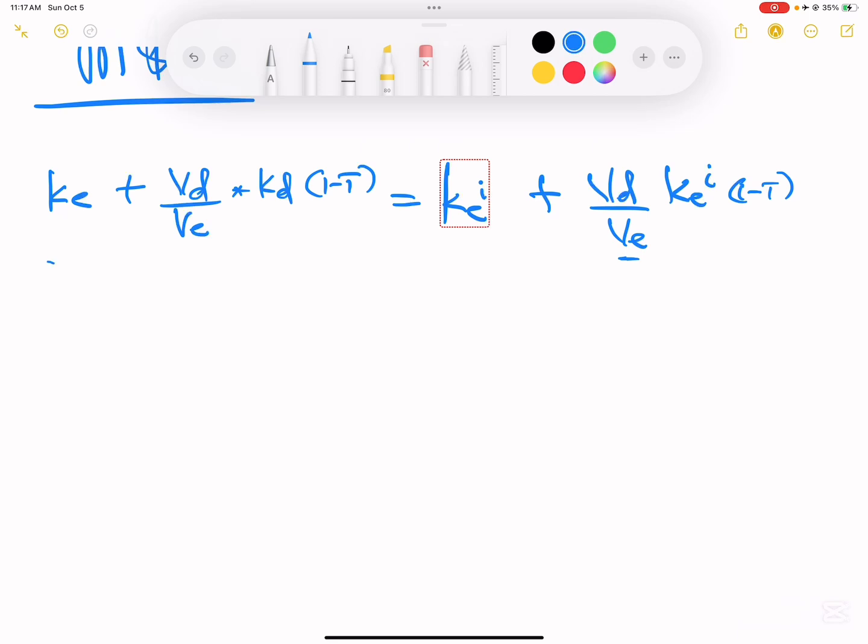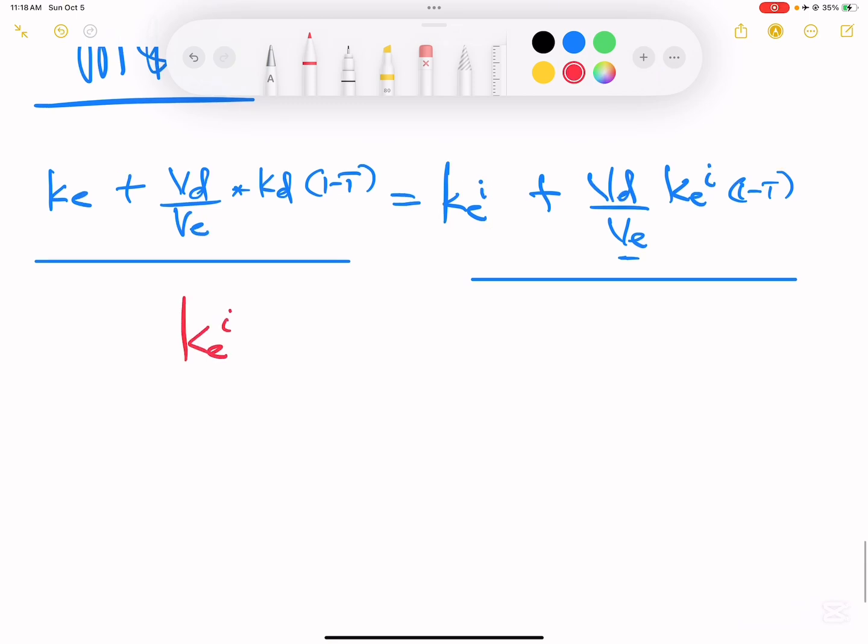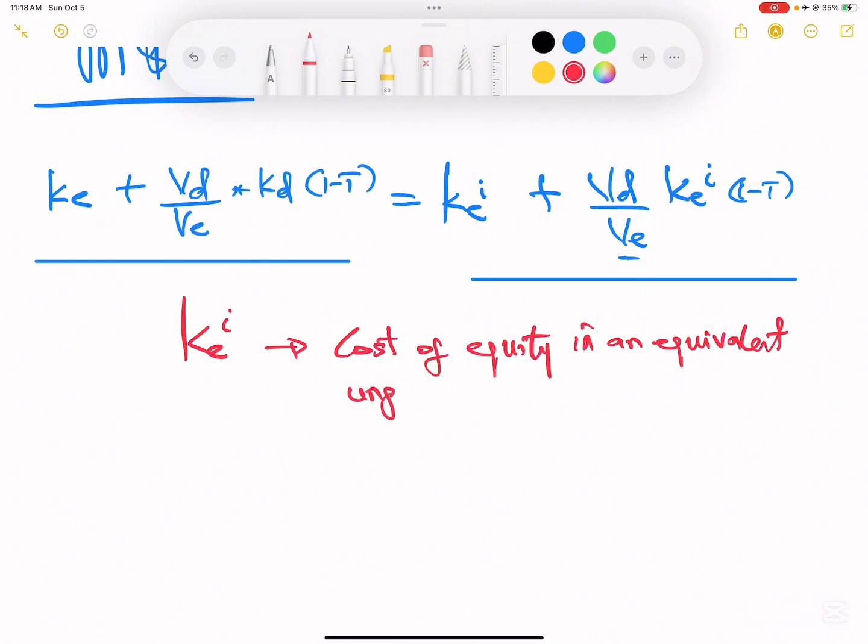So you see, the formula on this side is similar to the one on this side. So it's easier for you to memorize it like that. But whichever way is easy for you, you can rearrange it as much as you want. But like I said, the only item you are not familiar with in this formula is KEI, which is just the cost of equity in an equivalent ungeared company. Very similar to the gearing and ungearing that we dealt with just now. It's the same approach we're going to be using.